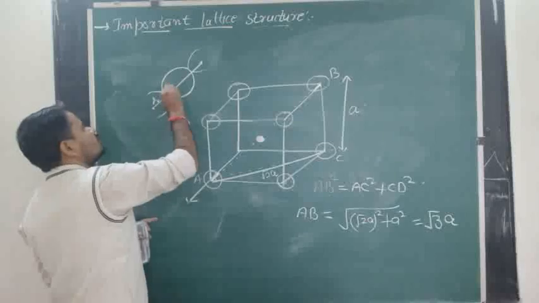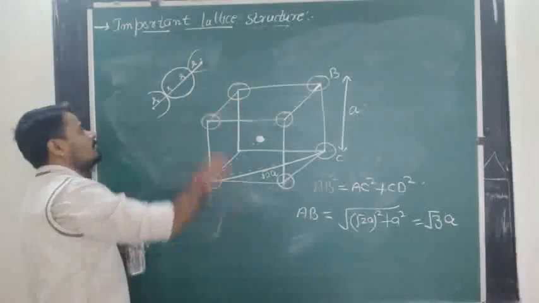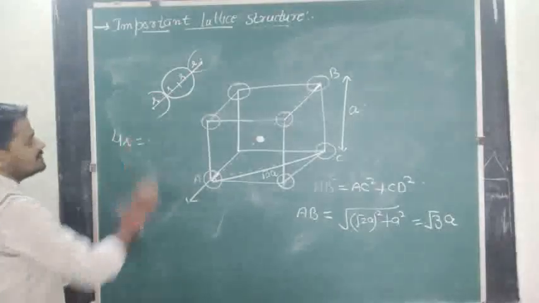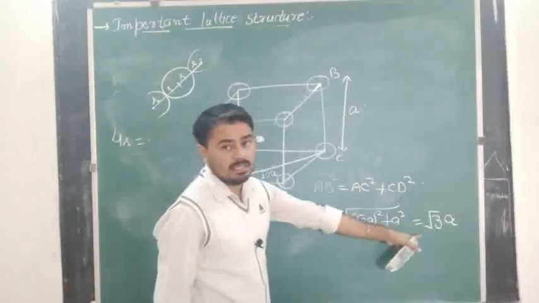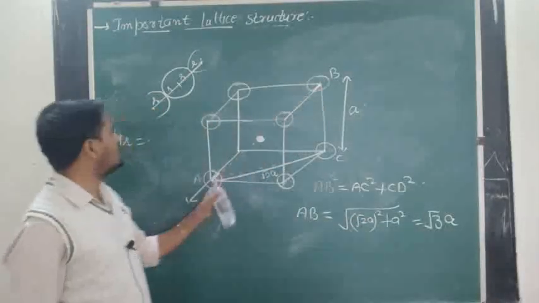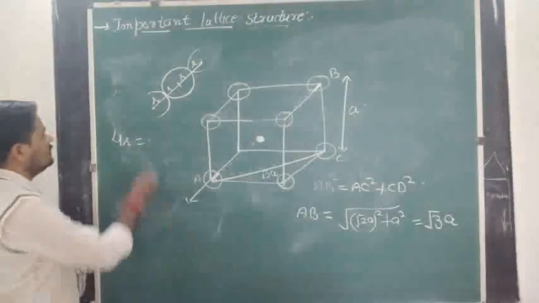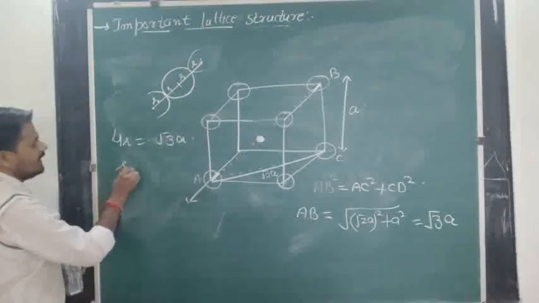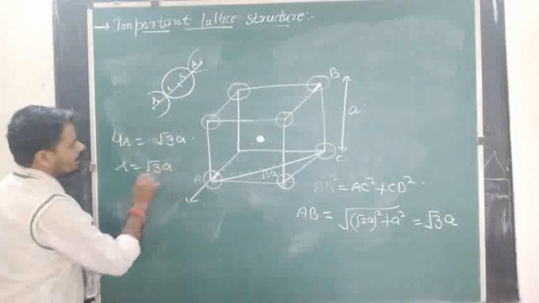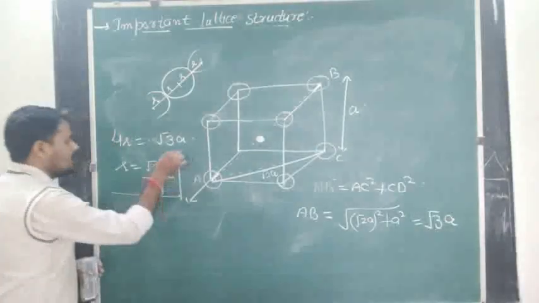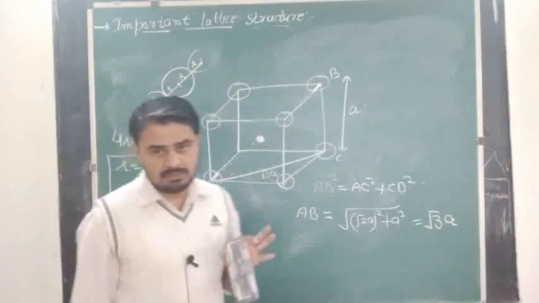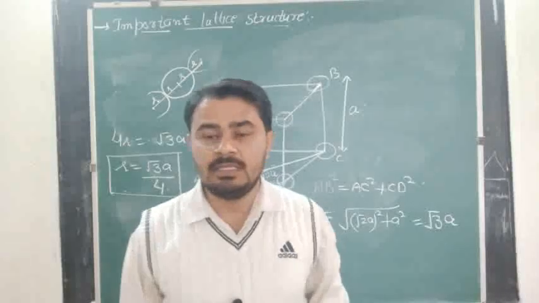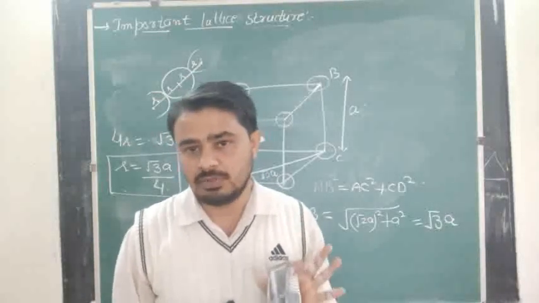1R, 2R, 3R, and again 4R. That means 4 times R is equal to √3 A, because A to B is nothing but 4 times R, which equals √3 A, and R is equal to √3 A by 4. Now this is the relation that connects the edge length and the radius of the atom in case of body centered unit cell.